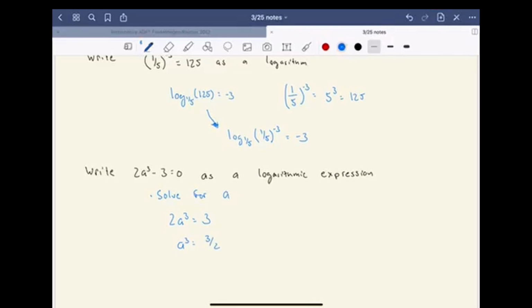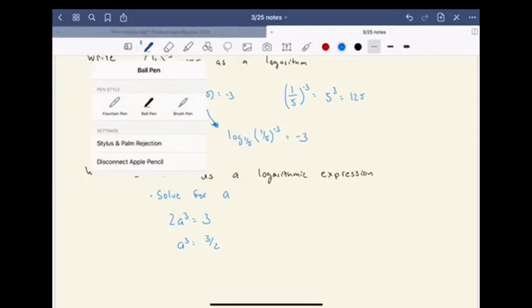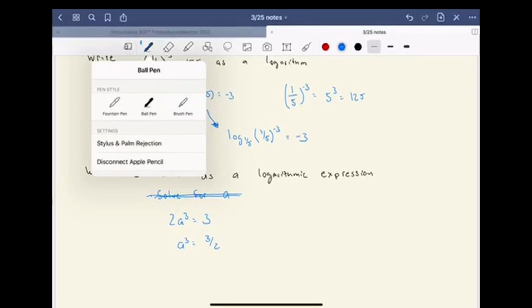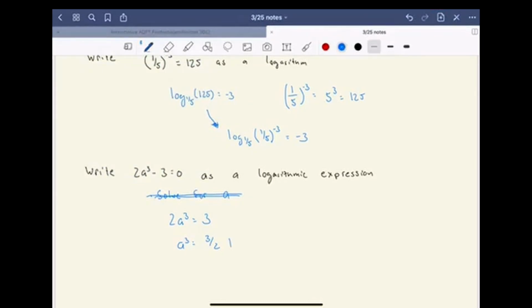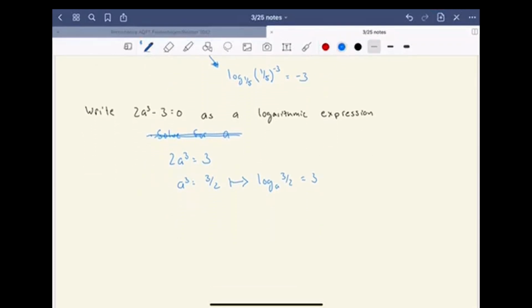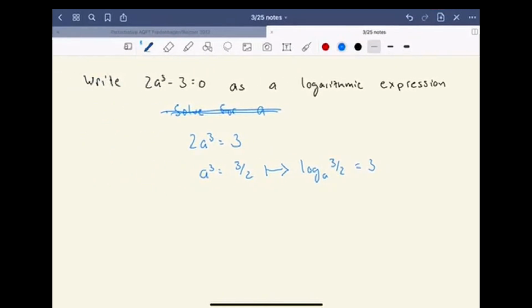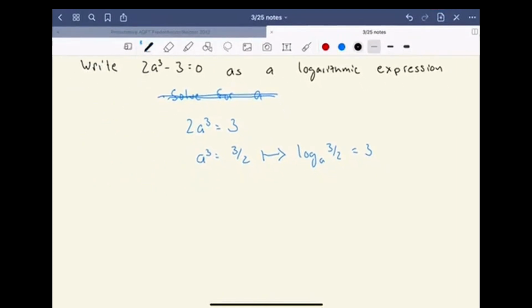Now, actually, we're not really solving for a, because now we want to write it as a logarithmic expression. So here we actually are at the point where we can make this a logarithmic expression. Log base a of 3 halves equals 3. Okay. See how much space we have? Oh yeah, plenty of space for more problems. Okay, next problem.